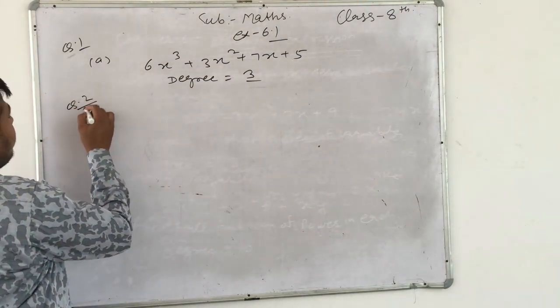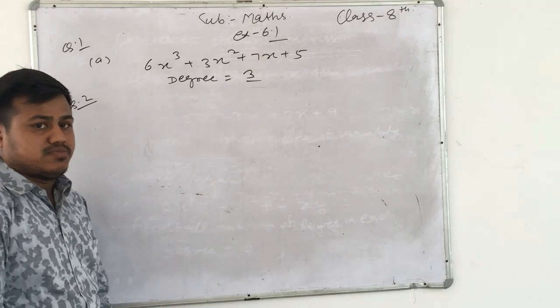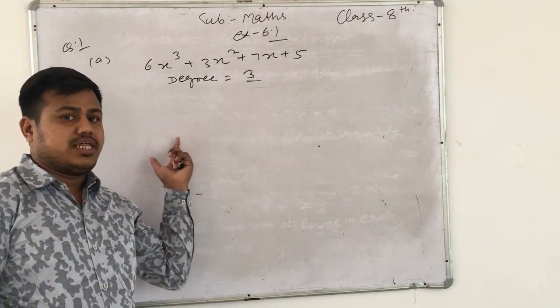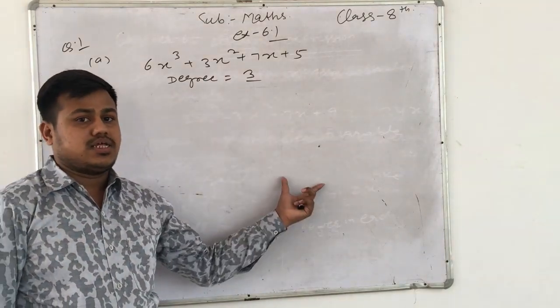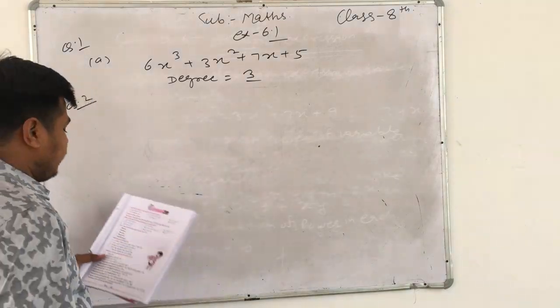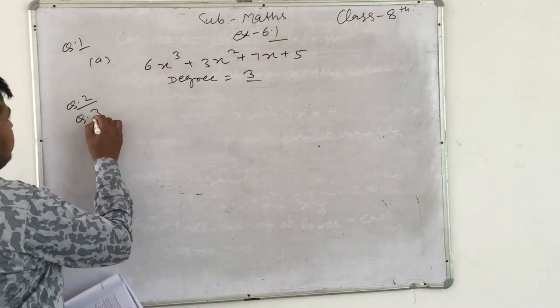Question number 2: identify the like terms. To find like terms, the variable part is the same. Those are the like terms. So you check it out. Find the like terms.